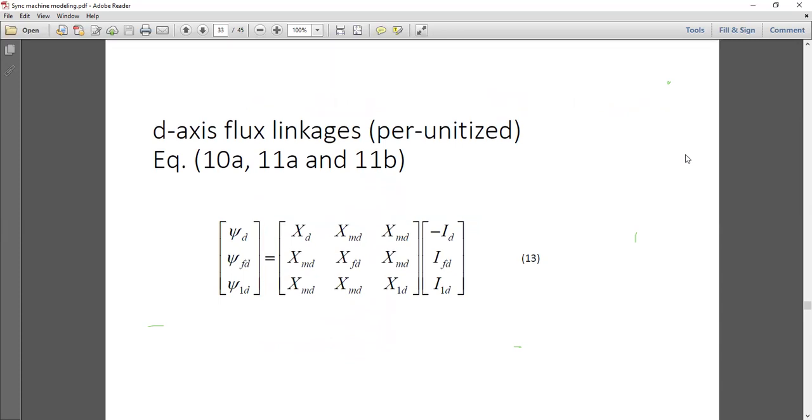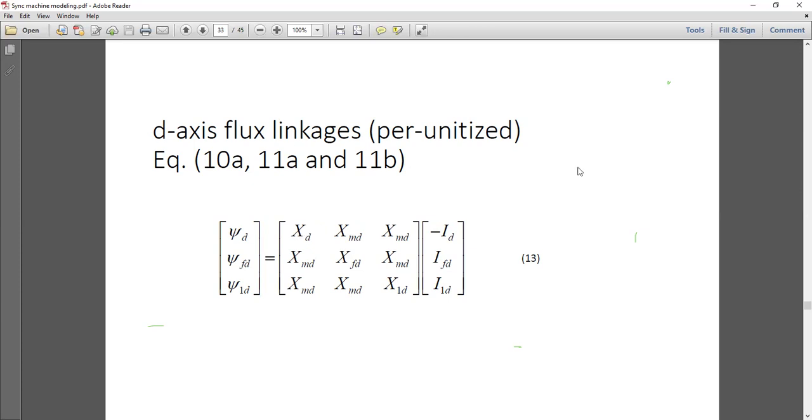Well, now we group the D-axis flux linkages together. In the D axis, we have three coils. One is the transformed variable psi D, which comes out of psi A, psi B, and psi C using the Park's transformation, whereas psi FD and psi 1D were already there. This is the field winding flux linkage, and this is the damper winding 1 flux linkage along the D axis. Again, this is per unitized, which is why you see all inductances in capital.